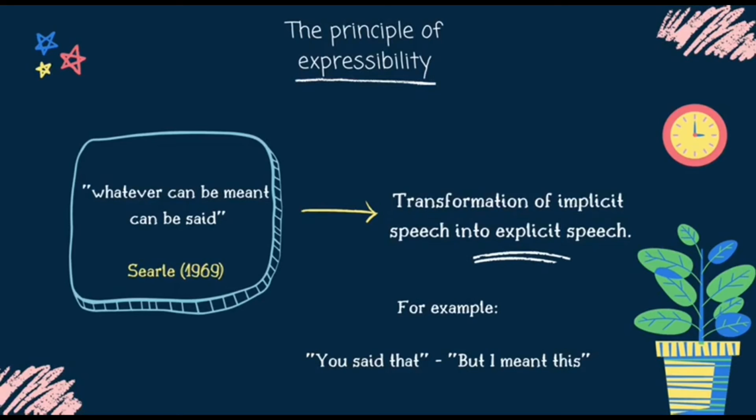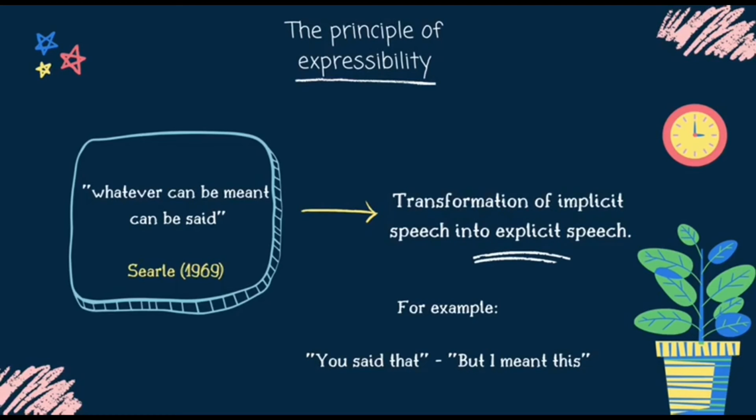In the first place, we have to know what the principle of expressibility is. According to Searle, whatever can be meant can be said. It is understood as the postulate that the transformation of implicit speech into explicit speech is always possible, given the assumption that the speaker is speaking literally and that the context is appropriate. The principle of expressibility should be understood as saying something about the conceptual context of experience.